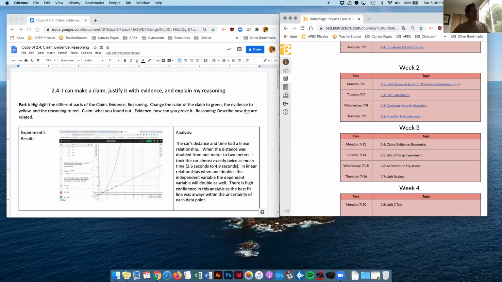Hello, everyone. Today we're going to be talking about claim evidence reasoning. So this is going to be using some of the physics that we've been talking about, but also how to use that information in an argument. Okay, and this is the information.